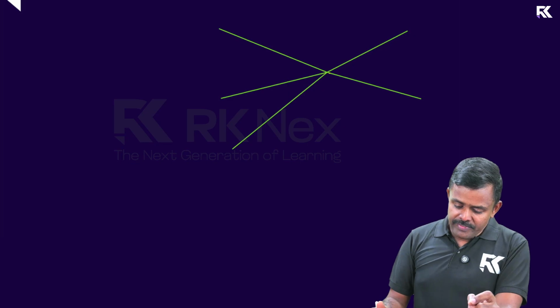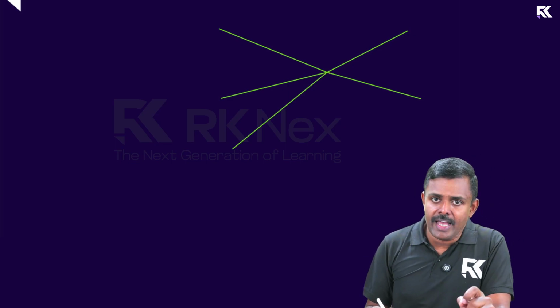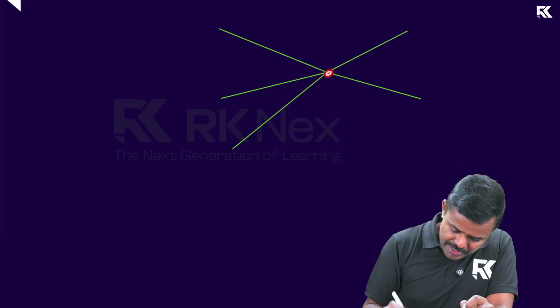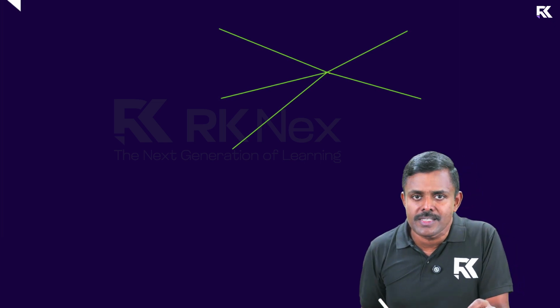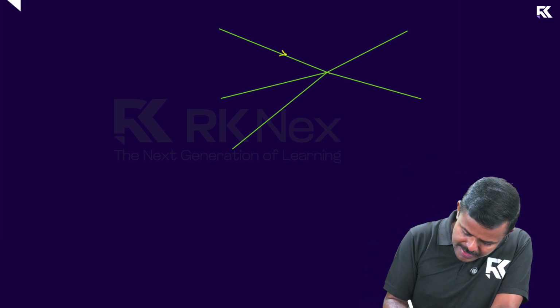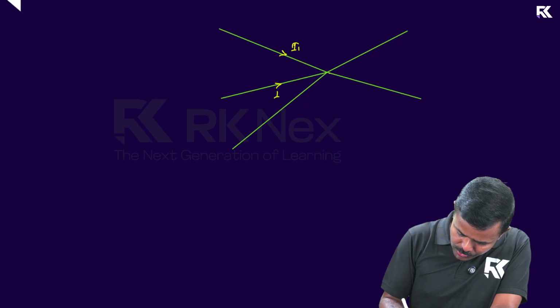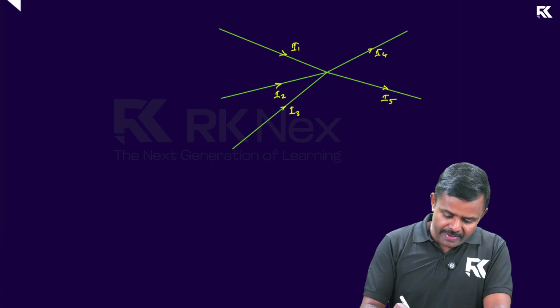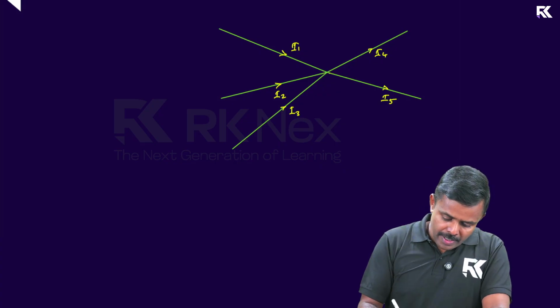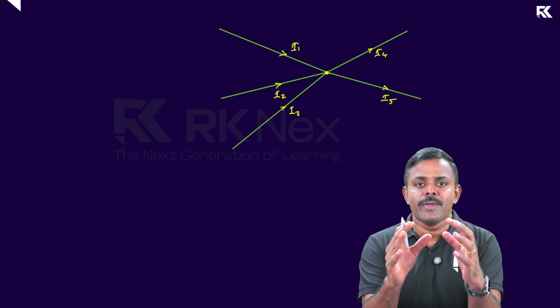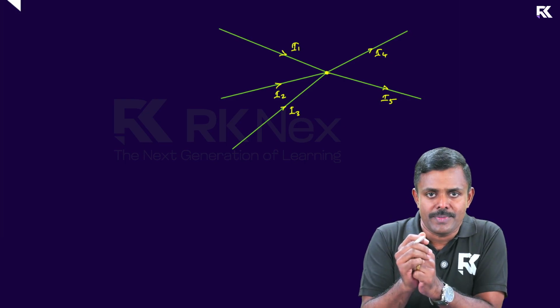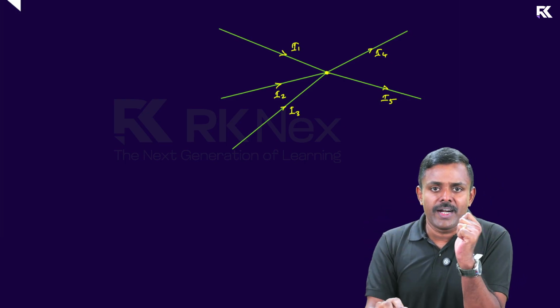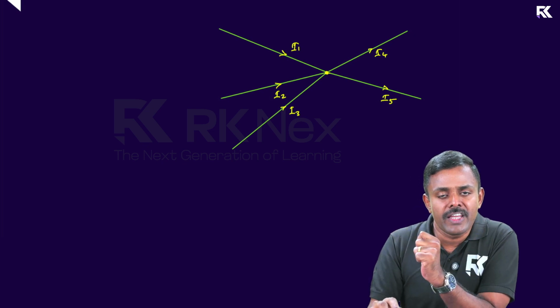Now I've taken a part of a circuit where we have a junction. This is called a junction, where a few currents are coming in and a few other currents are going out. Let us name the currents I1, I2 and I3. These are the incoming currents, right? And there are a few outgoing currents as well, I4 and I5. The incoming currents are I1, I2, I3 and the outgoing ones are I4 and I5.